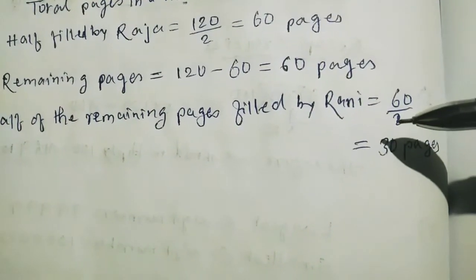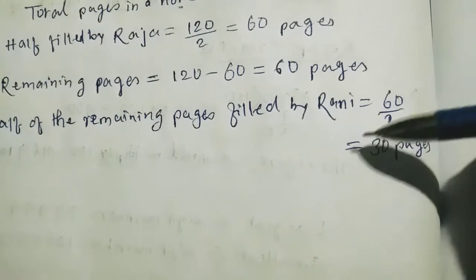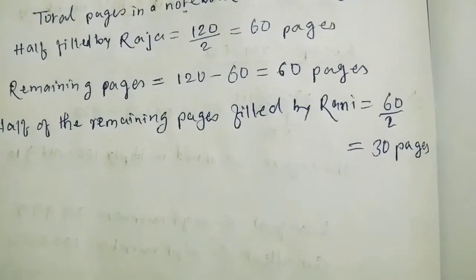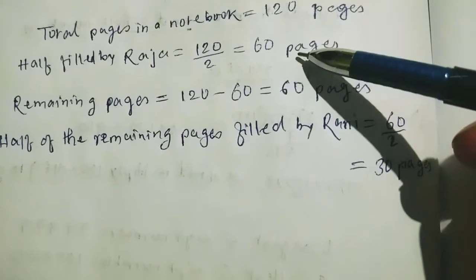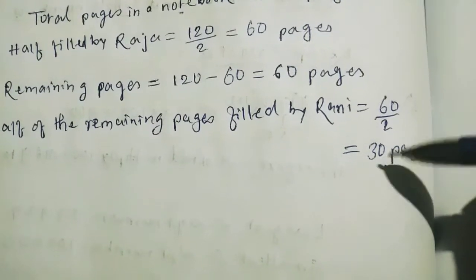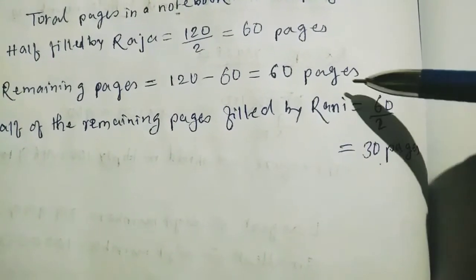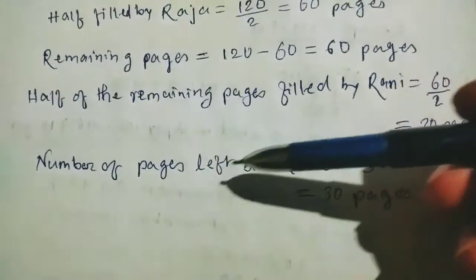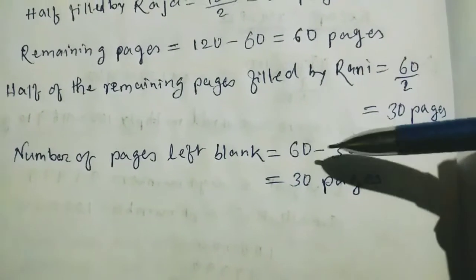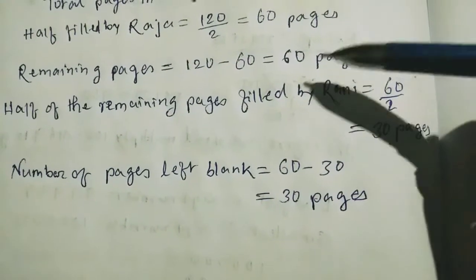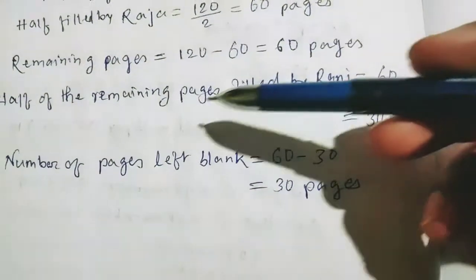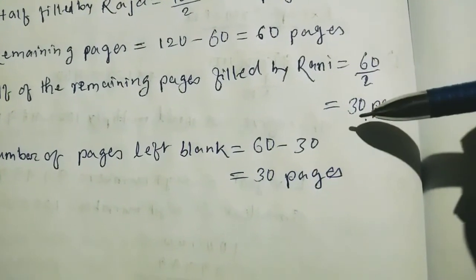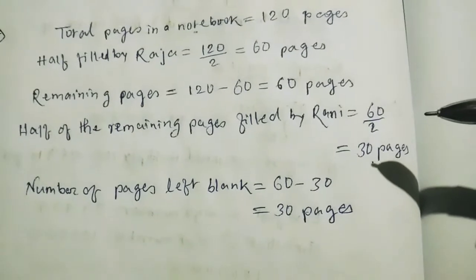Now how many pages are left blank now? You have to subtract 30 from 60. At last you have to subtract, because 60 pages are filled by Raja and then 30 pages are filled by Rani. Then how many pages remain? You have to subtract 60 minus 30. So students, you can see the last line is: the number of pages left blank equals 60 minus 30, because 60 pages are filled by Raja and again half of the remaining, that means half of the 60, is filled by Rani. So how many pages are left now? 60 minus 30. So 30 pages are left blank.